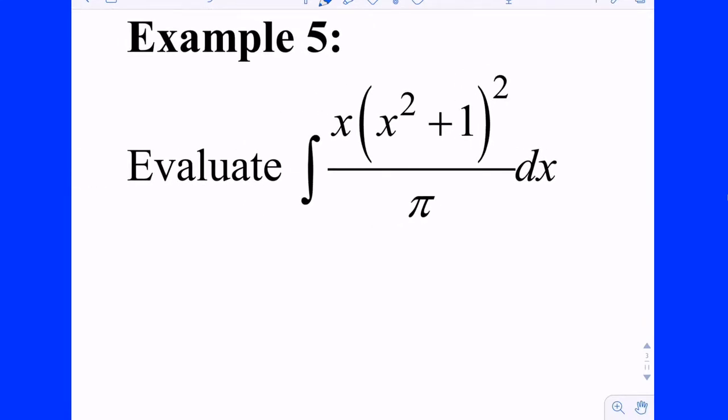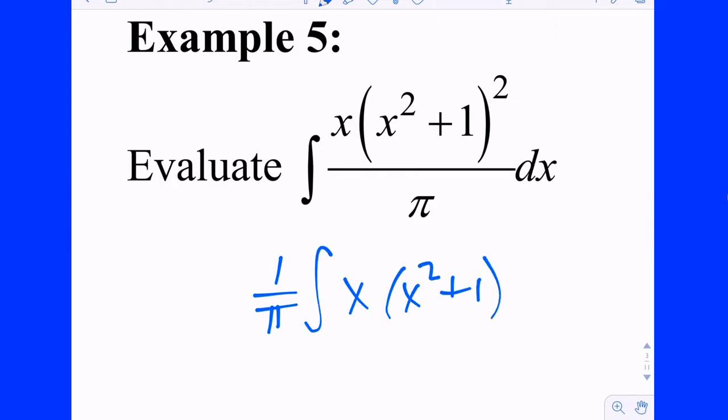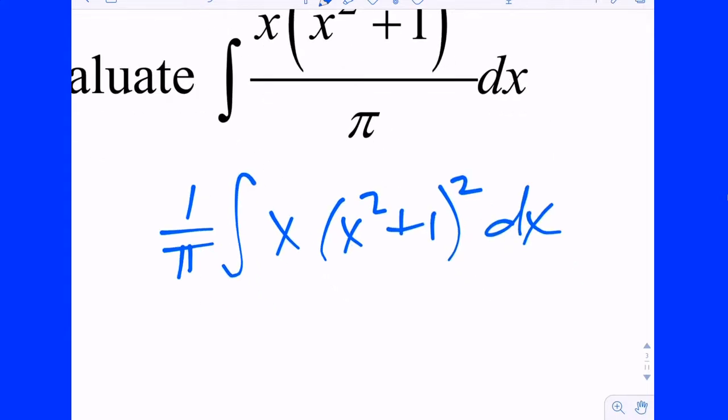All right, evaluate. What would we do first? Yeah, good. Pull a 1 over pi out front. Pi is a constant, but don't just pull a pi out. Pull a 1 over pi out front. Now you get an x times an x squared plus 1. We're going to do this one entirely by pattern recognition if we can.